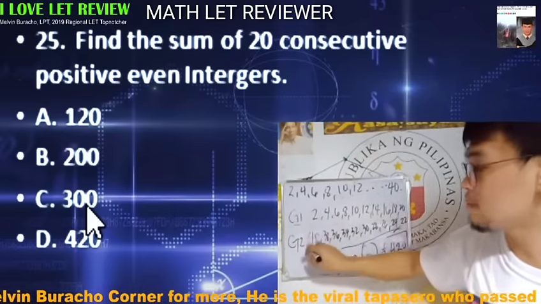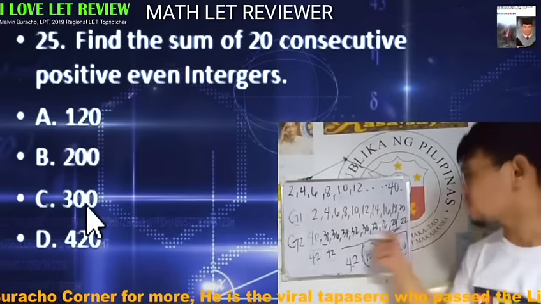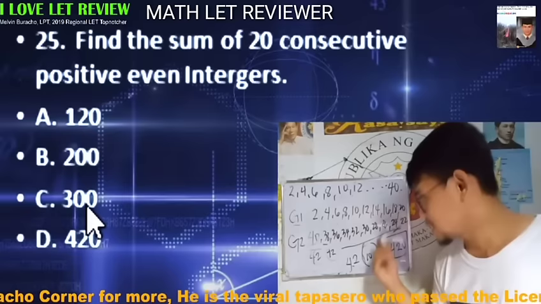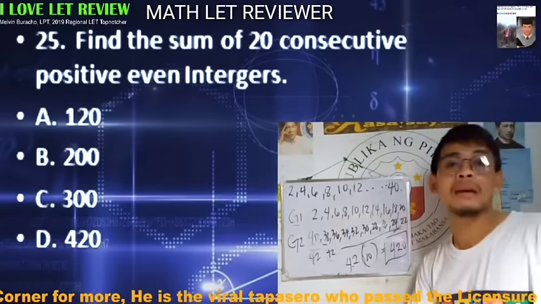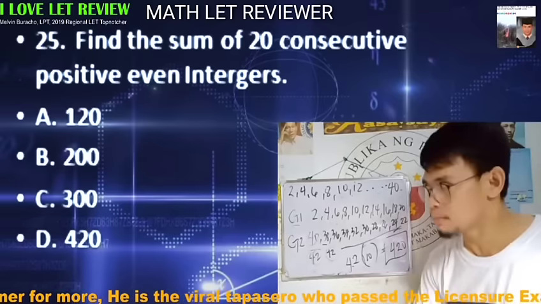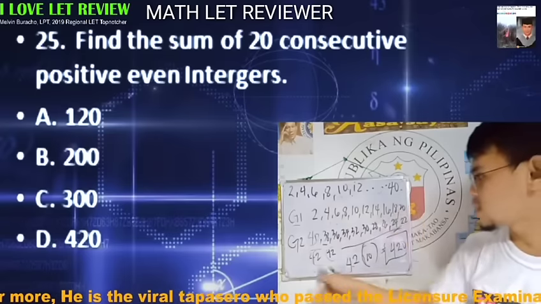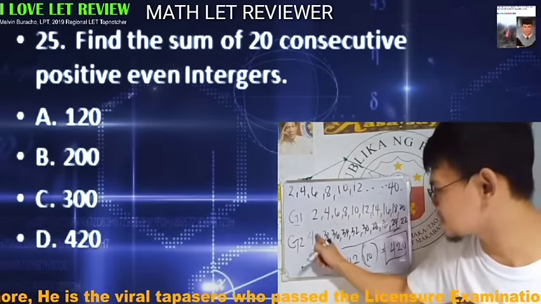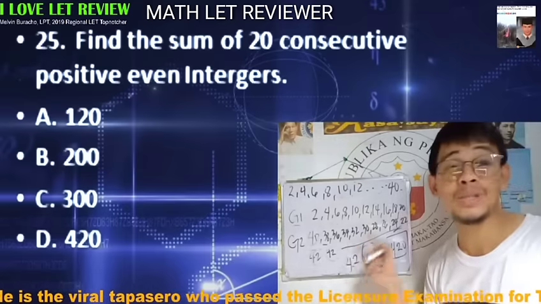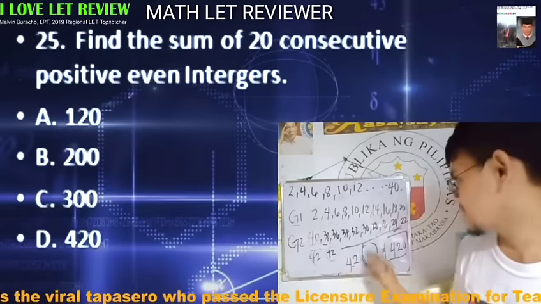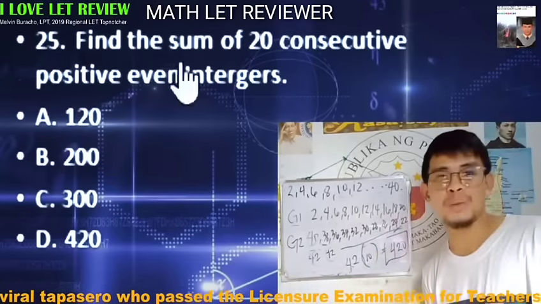So, ganito po yan. 2 plus 40, that is 42. 4 plus 38, that is 42. Therefore, that is true to all numbers succeeding it. Therefore, you have to multiply as to how many numbers consist the group. So, ilan? 1, 2, 3, 4, 5, 6, 7, 8, 9, 10. So, 42 ang sagot kapag inadd natin itong dalawa and then you have to multiply it by how many numbers consist the group. Okay? So, how many numbers? 10. 42 times 10, that is 420.